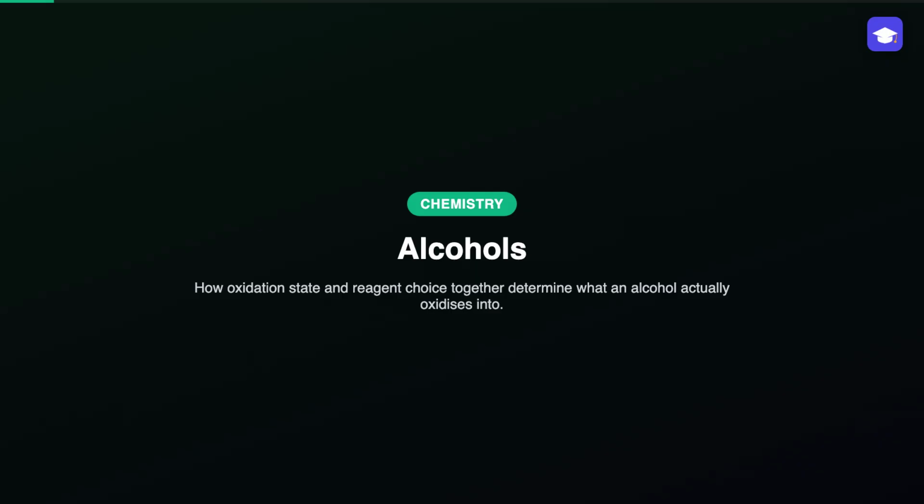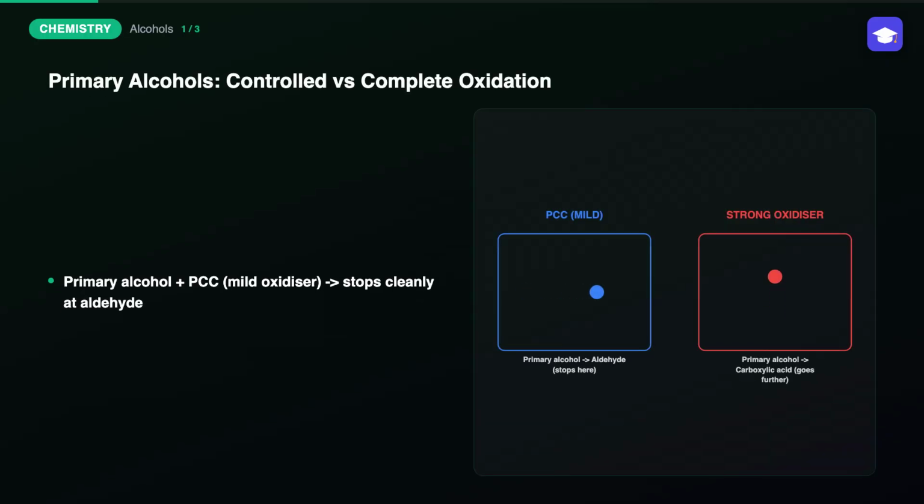Today's topic is the conversion of alcohols into aldehydes, ketones, and carboxylic acids, a genuinely reagent-dependent reaction that JEE tests constantly. Let's begin. A primary alcohol has its hydroxyl-bearing carbon attached to exactly one other carbon, and oxidizing it removes hydrogen atoms in a specific, controllable sequence.